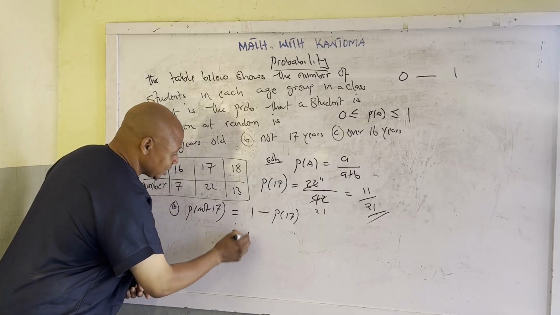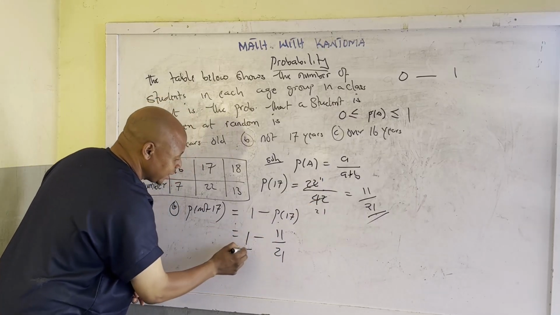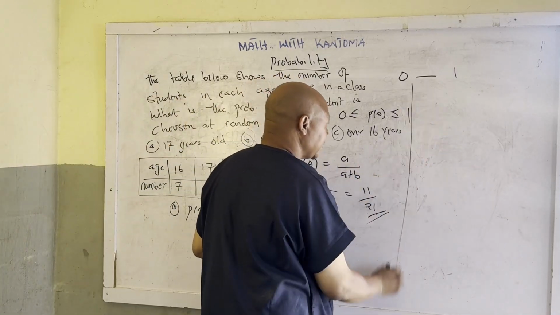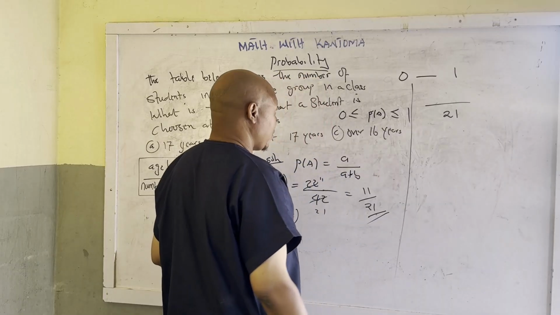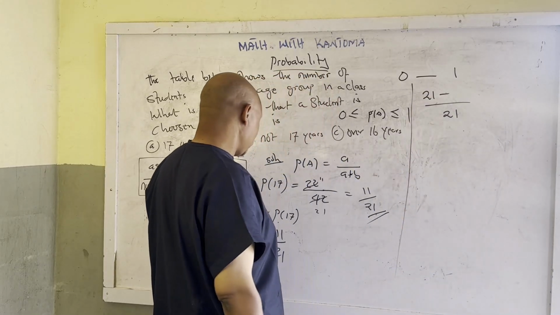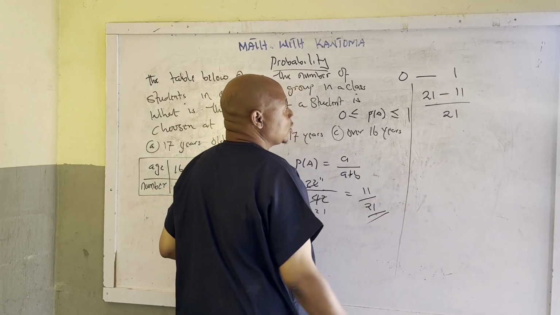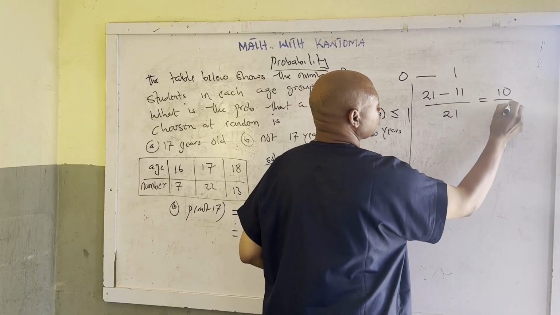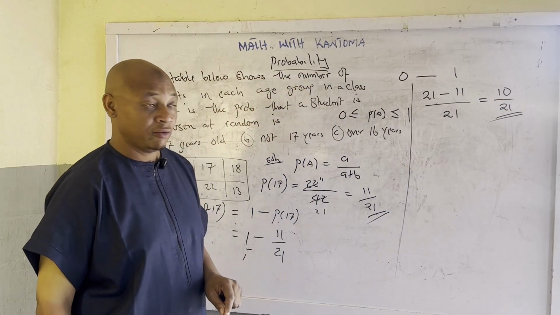So this is the same thing as 1 minus the probability of 17, which is 11 over 21. So now find the LCM here. The LCM is 21. 21 divided by 1 is 21, 21 times 1 is 21. Then 21 divided by 21 is 1, 1 times 11 is 11. So 21 minus 11 is 10 over 21. So the probability of not 17 is 10 over 21.